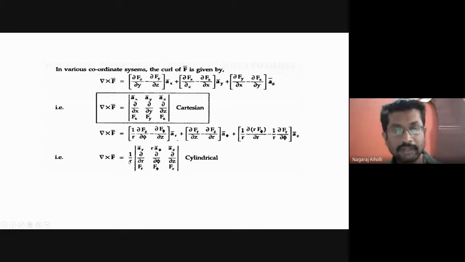Del cross F bar is 1 upon r in the determinant form: Ar bar, r A phi bar, Az bar; dou by dou r, dou by dou phi, dou by dou z; Fr, F phi, Fz.